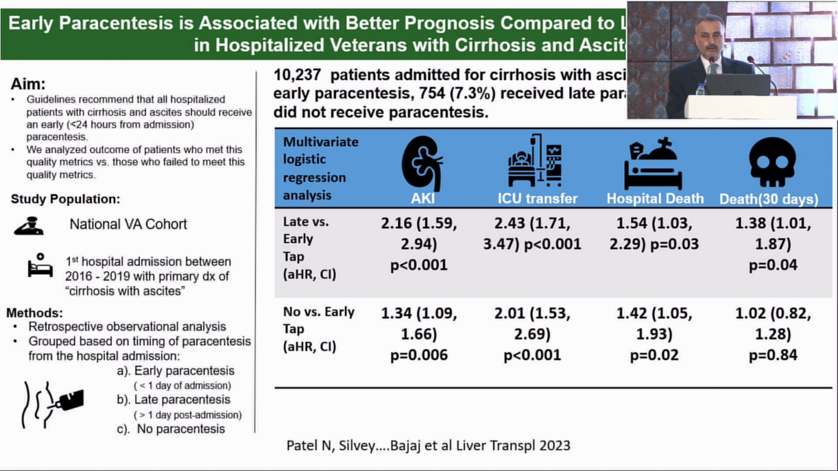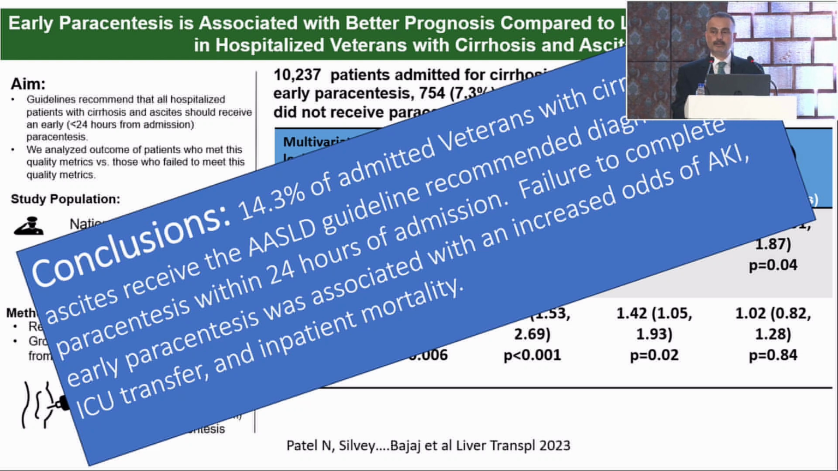This is very important. Again, in the Veterans Hospital, we are able to track who got a paracentesis within 24 hours. In patients with cirrhosis with ascites, it's shocking. Less than 15% of them got the paracentesis within 1 day of admission. This is the guidelines. And what really was important, it's a U-shaped curve.